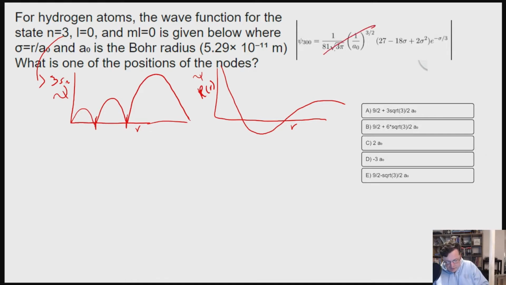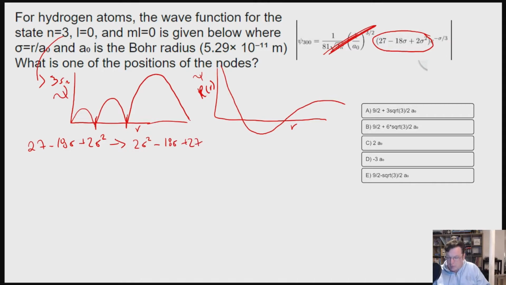So we can disregard this part of the wave function. The only thing we really need to focus on is this part right here of the wave function. If we write that out, it's 27 minus 18 sigma plus 2 sigma squared. This is simply a quadratic equation. We can rewrite this as 2 sigma squared minus 18 sigma plus 27.